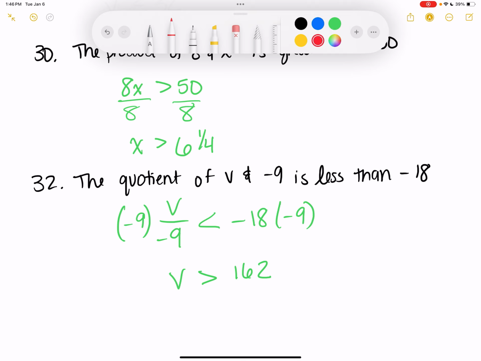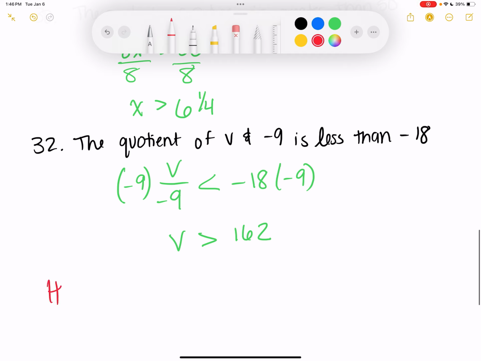All right. Any questions? Nope. Nice and easy. All right. So remember, graphing is optional. If you want the practice, have at it. If you don't, a-okay.